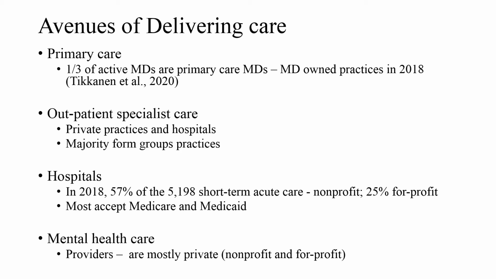So these are kind of the avenues of delivery of care. You have primary care, which makes up roughly 1/3 of all professional active doctors. Most of them are primary care physicians, encompassing specialists in family medicine and general medicine. You have specialist care, and these are both in private practices and in hospitals.